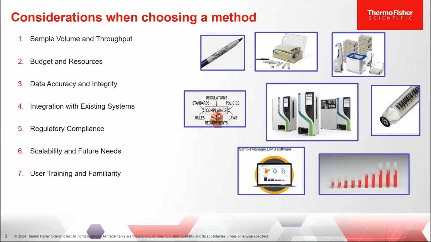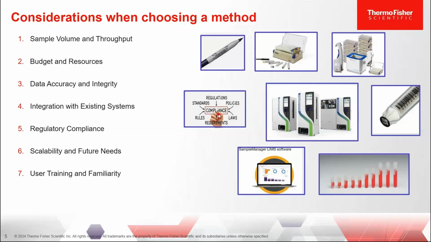First, depending on the sample volume and throughput, labs should assess the volume of samples they handle and the desired level of automation that they would need. Higher sample volumes may benefit from a more automation-friendly approach, like barcode scanning or RFID technology, because that will reduce a lot of the human errors.